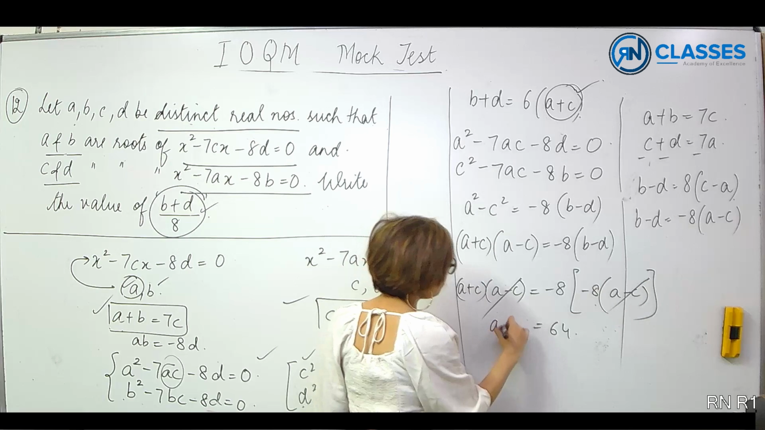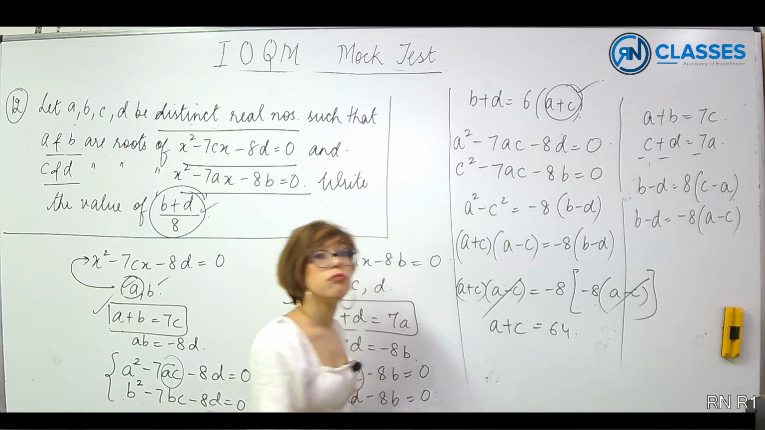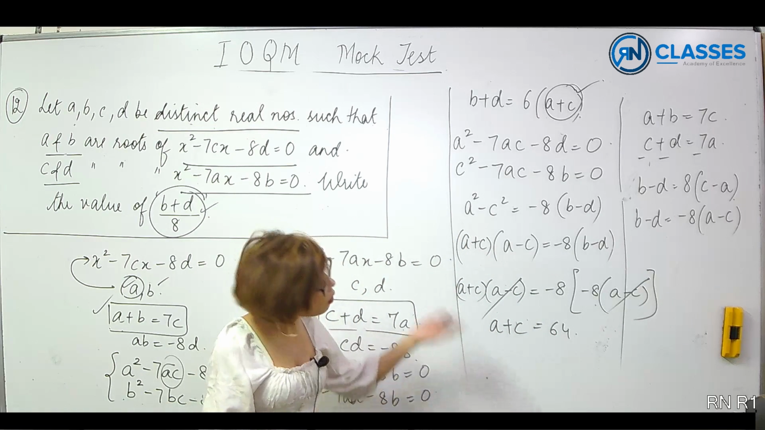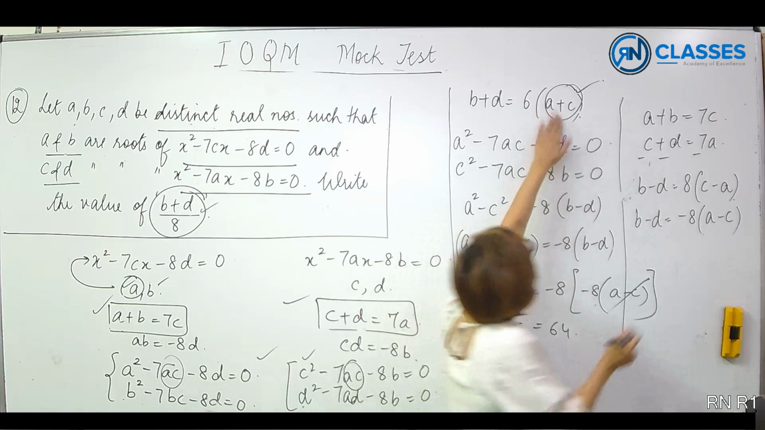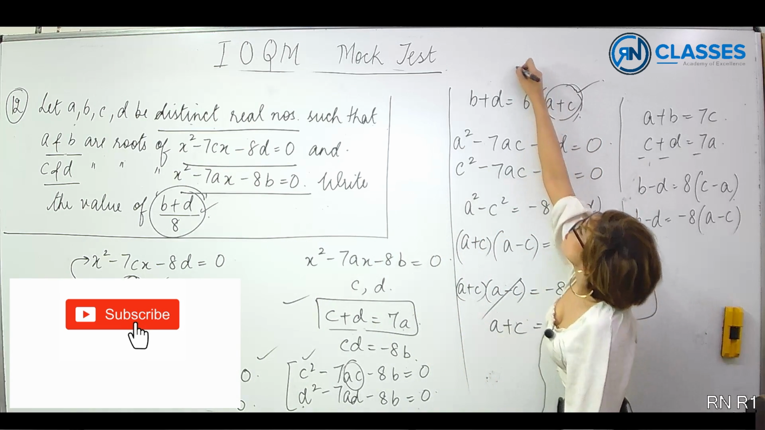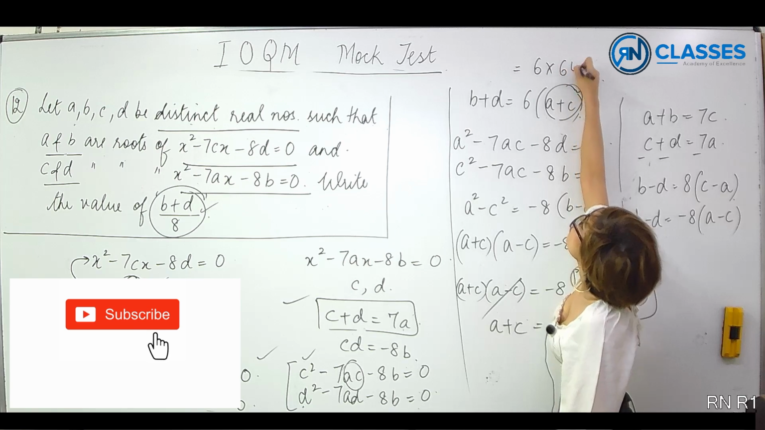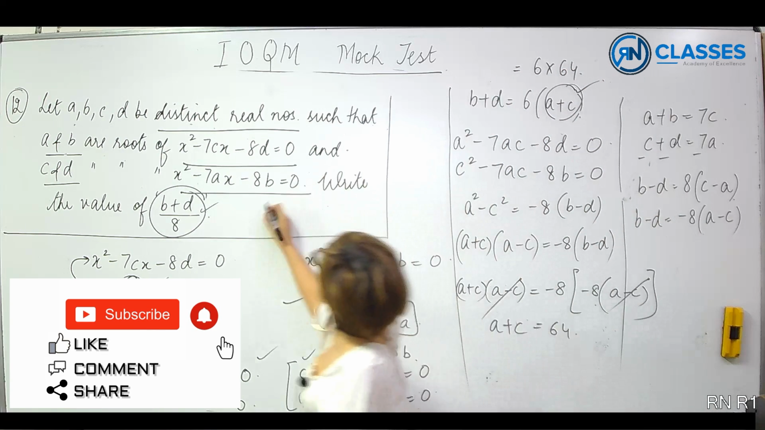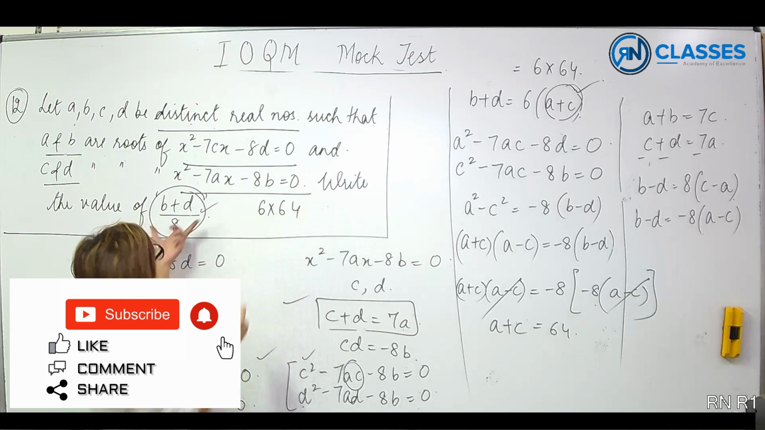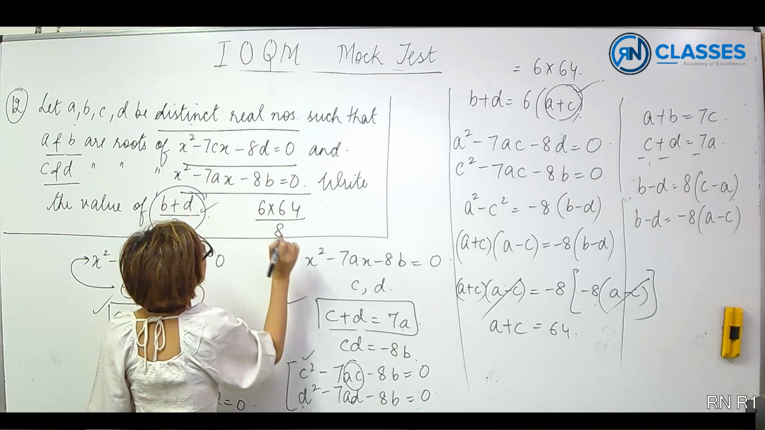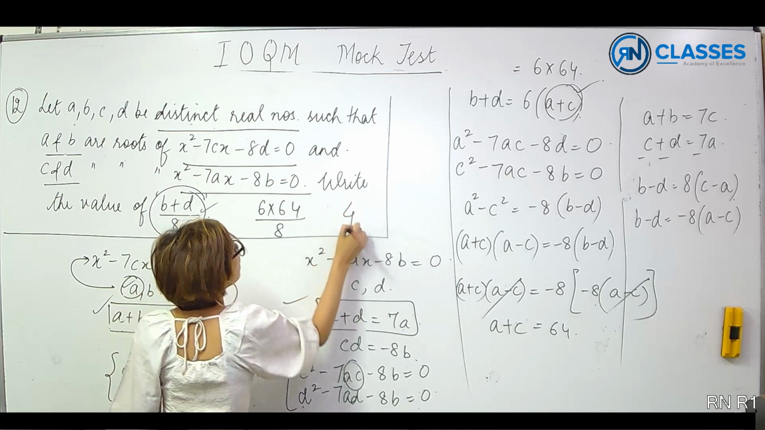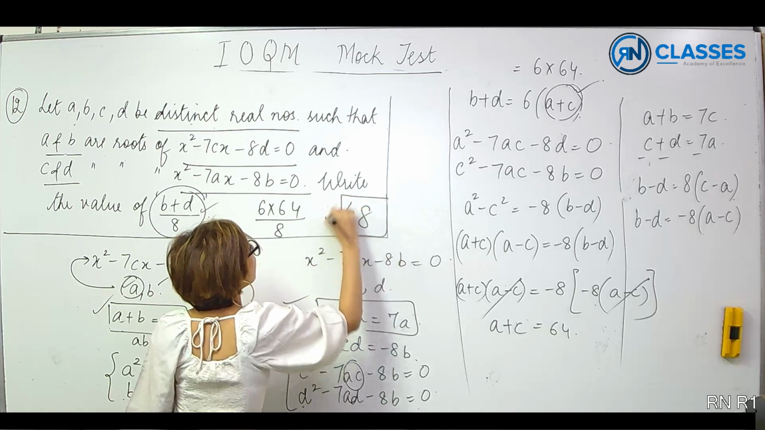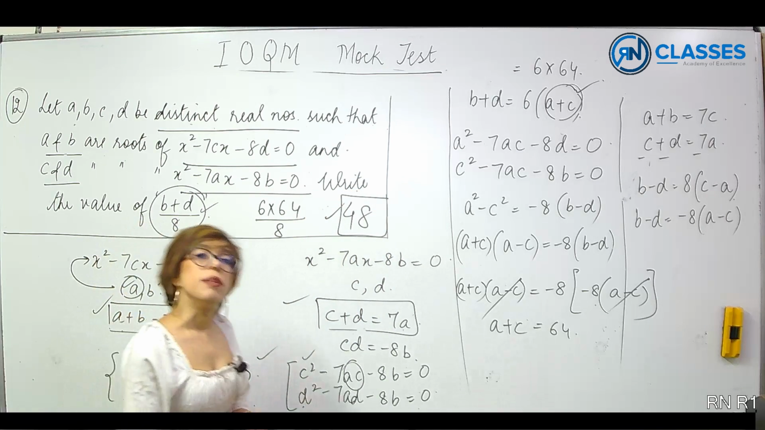So that means A plus C is 64. Right? I got the value of A plus C. Now, substitute it here. I need B plus D, and B plus D is nothing but 6 into 64. Right? B plus D I got, but that is 6 into 64. I need to divide it by 8. So obviously the answer will turn out to be 48. Which is the correct one for this question.